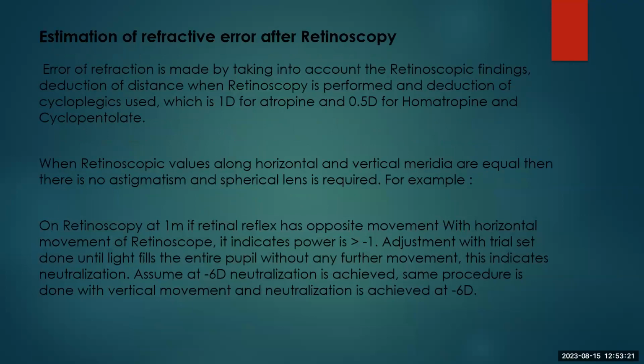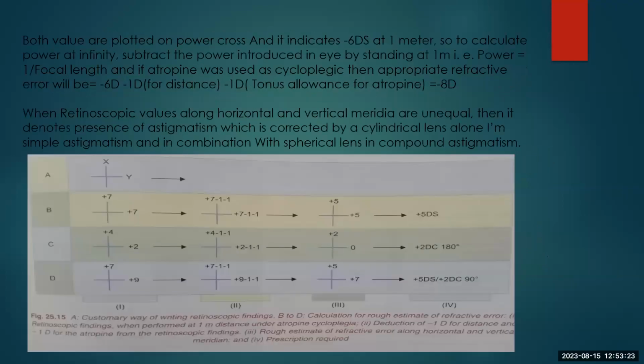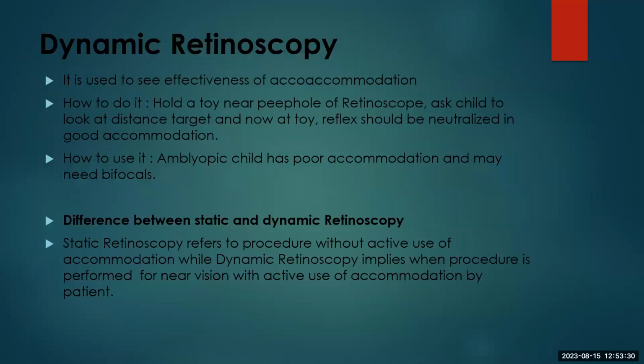So in conclusion, parents should be educated to understand the importance of refractive error correction and occlusion therapy for amblyopia. Follow-up is a must and compliance is important. A proper correction can lead to prevention of amblyopia and also help in its management. Thank you.